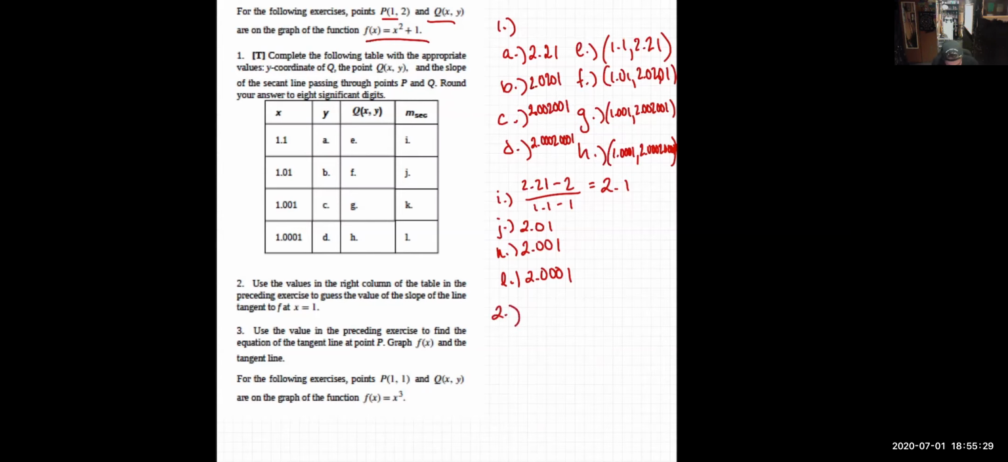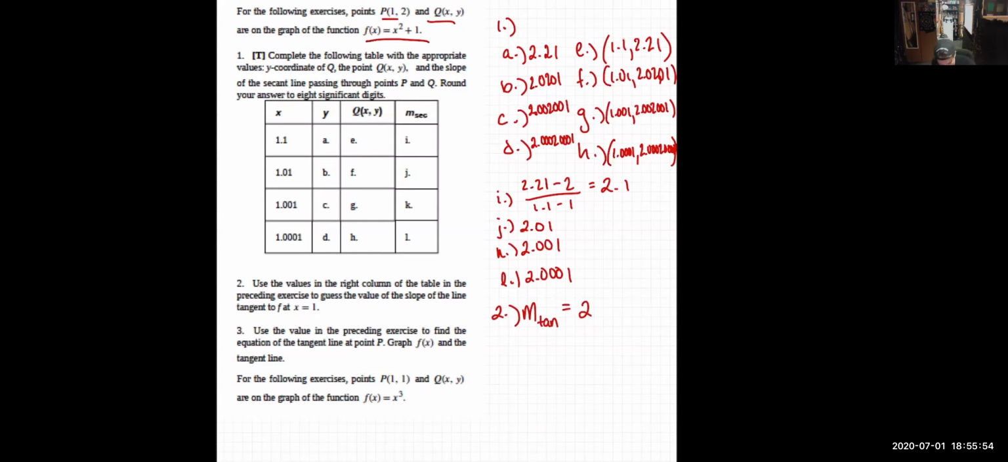Number 2: use the values in the right column of the table to guess the value of the slope of the line tangent to f at x equals 1. All these x values were approaching the point P. We're essentially getting closer and closer, that limiting process I showed graphically previously. So we can infer here that the slope of the tangent line is likely going to be 2 based on these results.